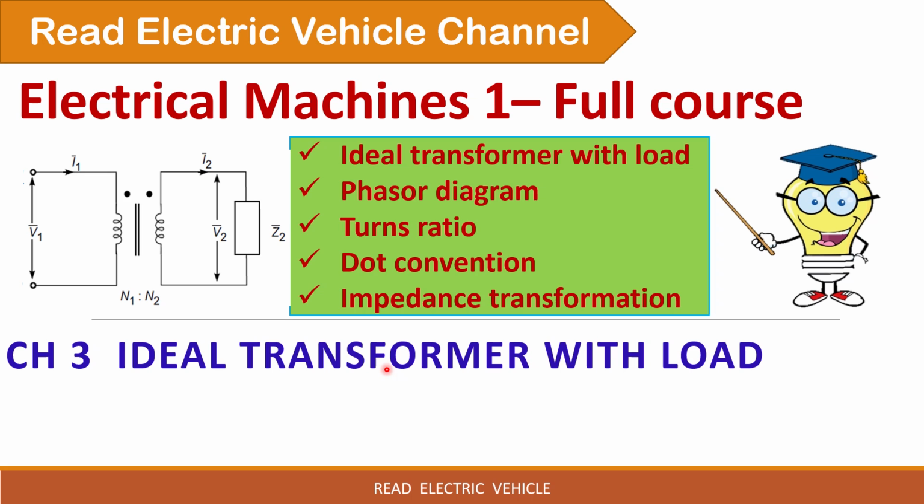In this video, we are going to see about ideal transformer with load. In the previous video, that is on chapter 2, we have seen about ideal transformer under no load condition. So here we will see the working of the transformer with load, its phasor diagram, turns ratio, then dot conversion and impedance transformation. That is how to transform the impedance from one side to the other side.